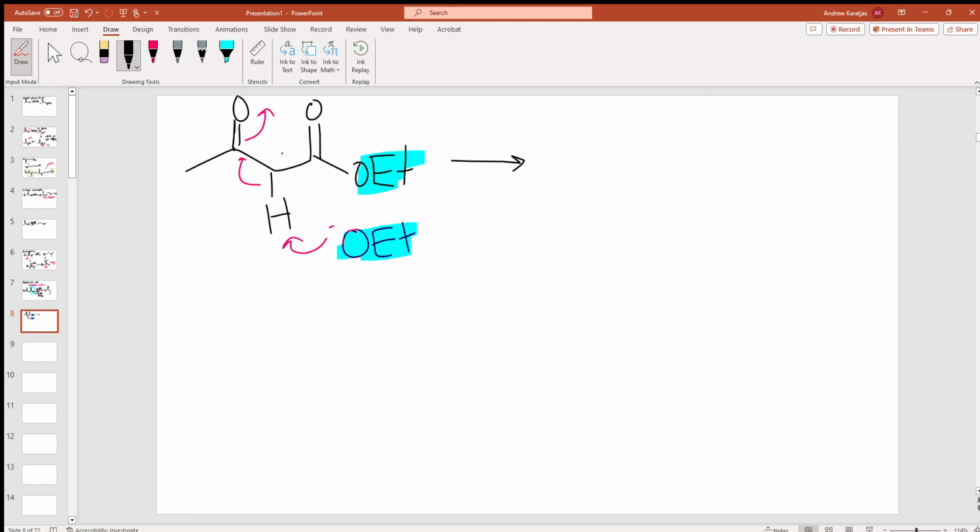But in this first step, again, all we're doing is making an enolate. It's a relatively easy enolate to form, because that alpha carbon is actually alpha to two carbonyls, and so really easy to remove. We can then add in an electrophile. We'll use methyl iodide here, just so our drawing doesn't get too cluttered.